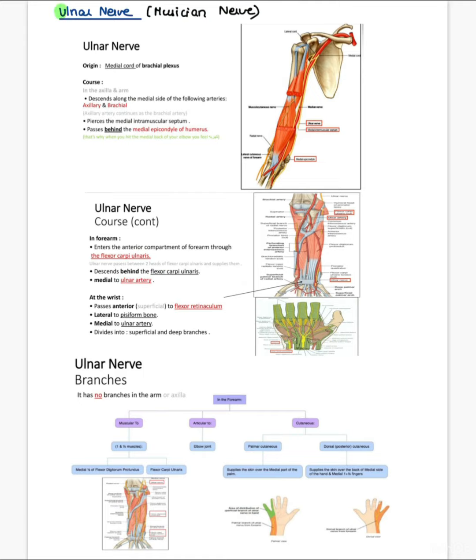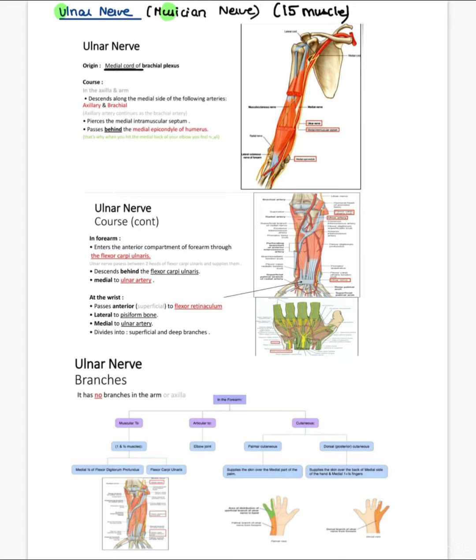Now coming to your ulnar nerve, guys. This ulnar nerve is also known as your musician nerve, because it controls the fine movement. Do you know, guys, how many muscles are supplied in the hand? That is 15 muscles, guys. You can think, out of 20 muscles, 15 are supplied by the ulnar nerve. So all the fine movement is tuned by your ulnar nerve. Playing music requires fine coordination, so that is your musician nerve.